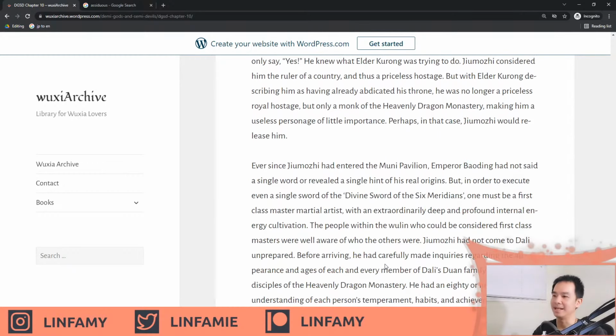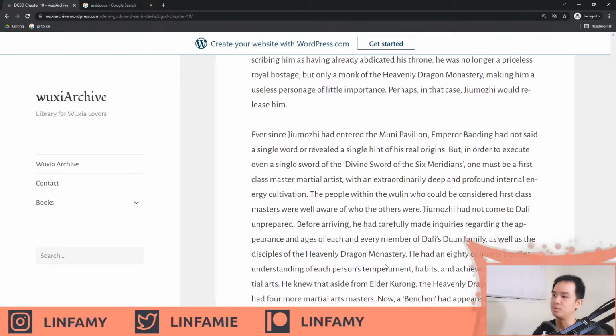Ever since Jiumozu had entered the Muni Pavilion, Emperor Baoding had not said a single word or revealed a single hint of his real origins. But in order to execute even a single sword of the divine sword of the Six Meridians, one must be a first-class martial arts master, with an extraordinarily deep and profound internal energy cultivation. The people within the Wulin who could be considered first-class masters were well aware of who the others were.